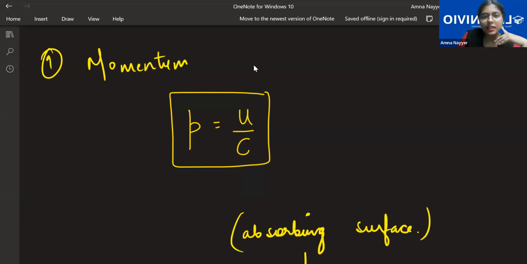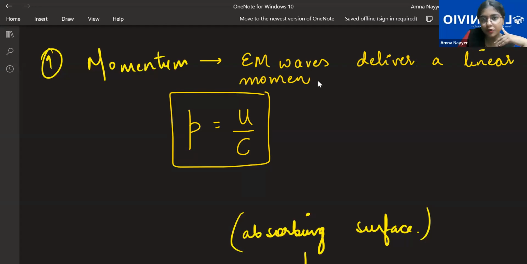So EM waves deliver a linear momentum, whose formula is given by this. Again, I'll tell you, questions are rarely asked from this alone. Whatever questions come, they come in combination with the properties. So for the complete properties, if the properties part comes, this ninth point you'll have to mention as momentum.